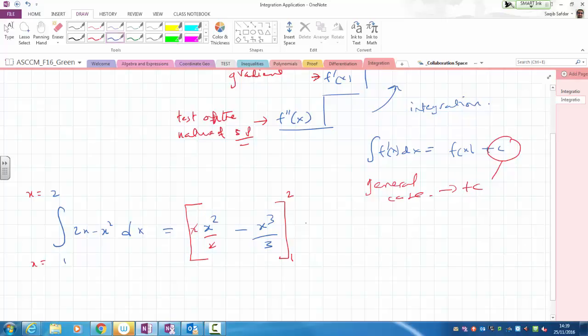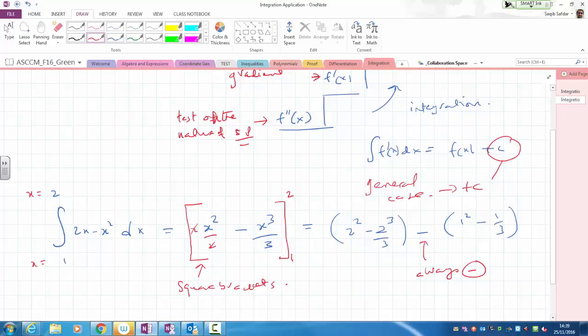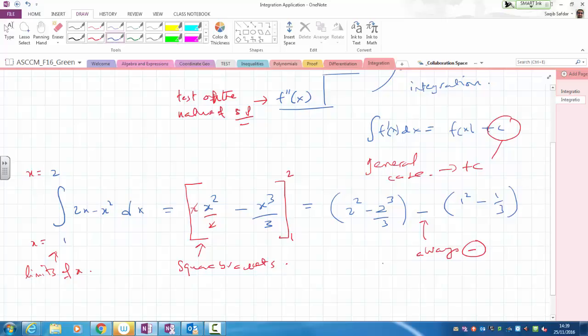Now watch what happens. You then substitute the 2 in. So you've got 2 squared take away 2 cubed over 3. And you substitute the 1 in. 1 squared take away 1 over 3. And in between them, you always put a minus sign. It's always minus. So I'll add a few notes. You always subtract. Notice the square brackets. It's just a question of notation. And this really means the limits of x. And you can work this out, and once you show your working, you should get 2 over 3. Is that okay? Yeah.